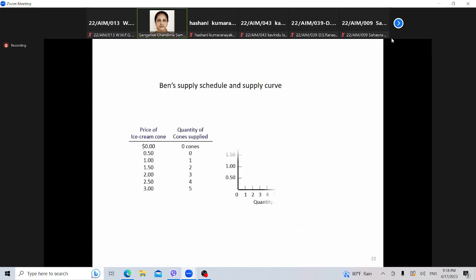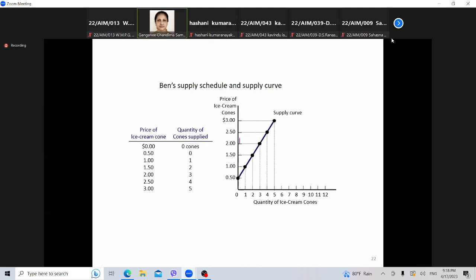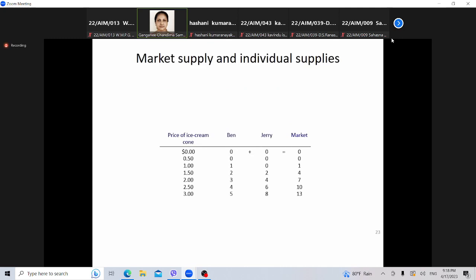Normally, if we see one person's supply schedule, because we need to see individual supply as well as market supply. Here you can see price of ice cream and quantity of cones supplied, not demanded. So this is the supply curve, though it's a straight line. A rise from 2 to 2.5 US dollars causes, at each and every point, the supply to increase from 3 to 4 ice cream cones. Okay, so with the graph you can understand very clearly.